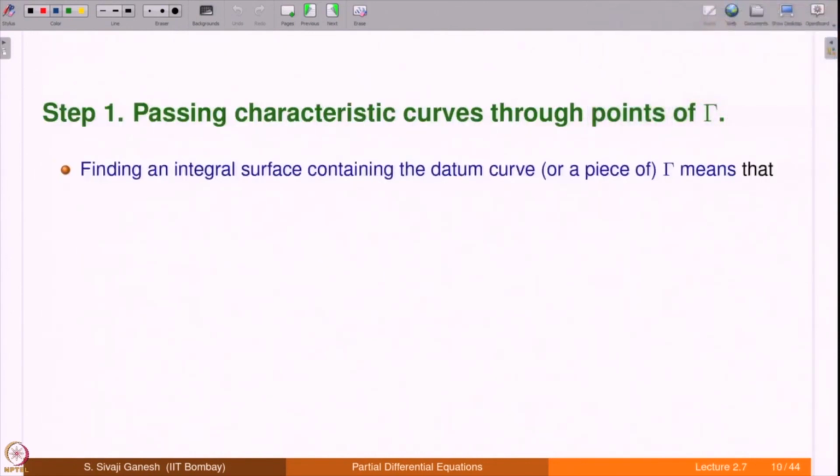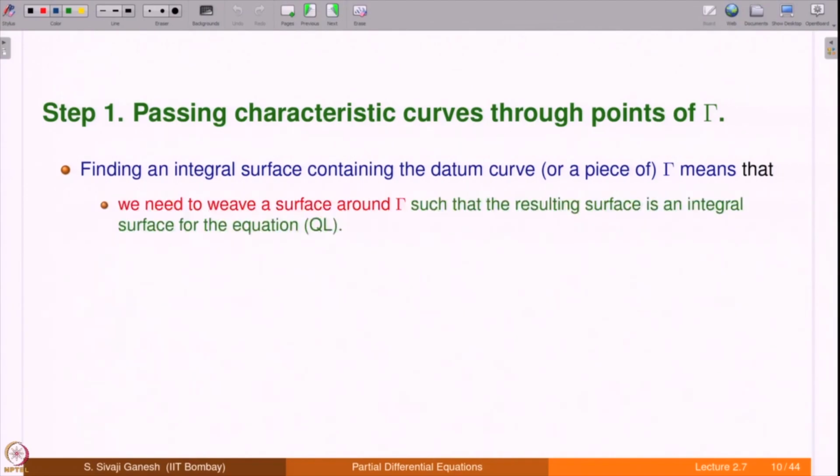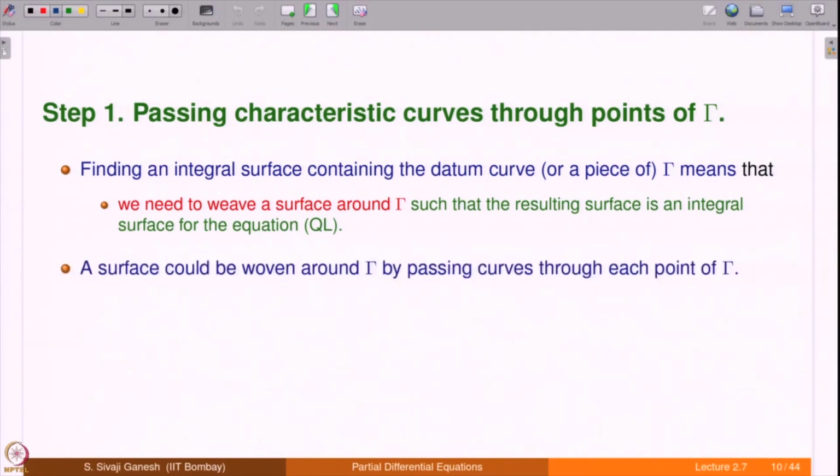Step 1, what we did is finding an integral surface containing the datum curve or a piece of datum curve, which means we need to weave a surface as I have just shown you in the picture. If you weave that surface by passing curves, which are characteristic curves, through points of gamma, then that theorem gives us a hope that the surface we get is going to be an integral surface.